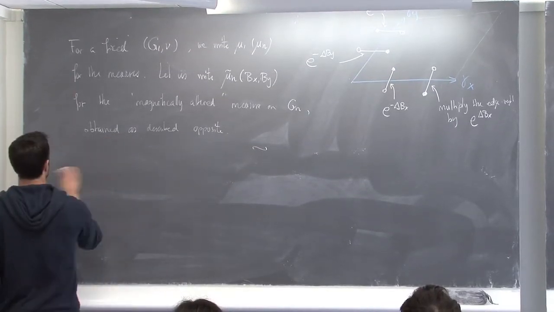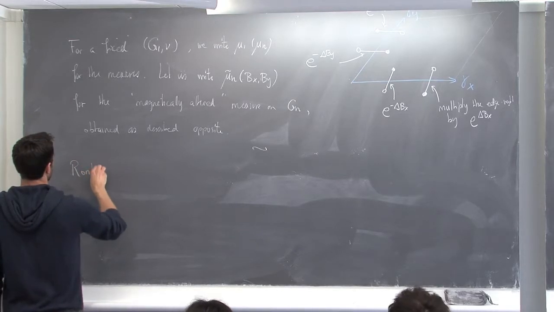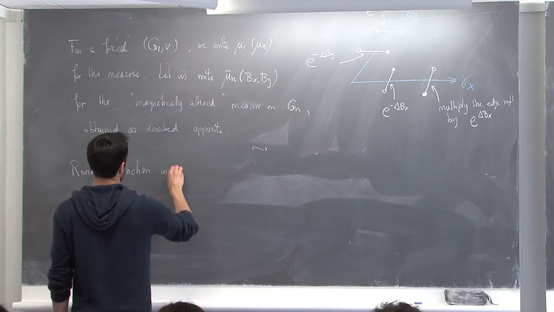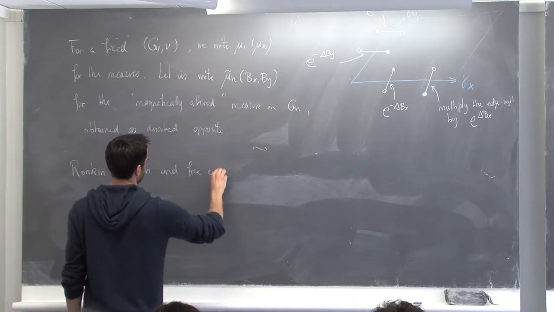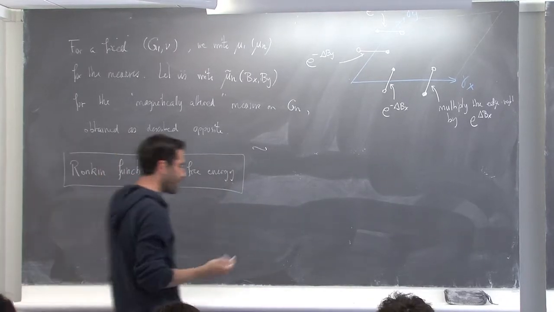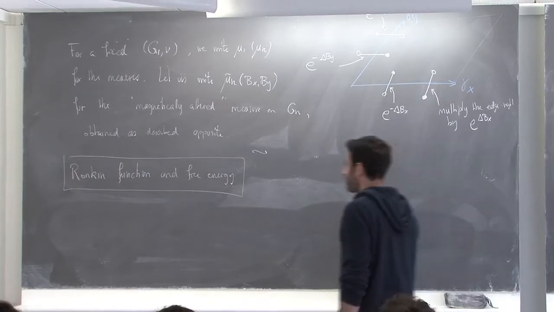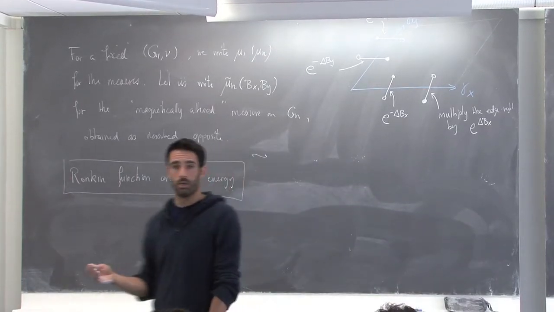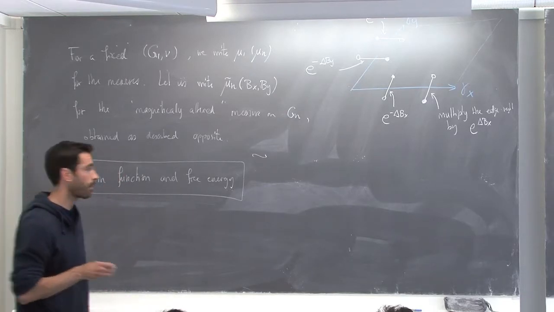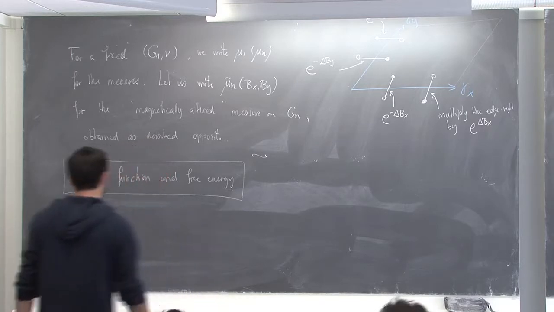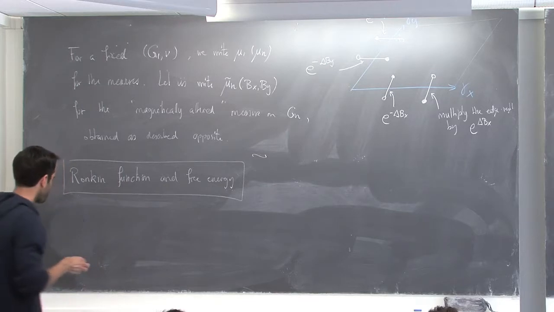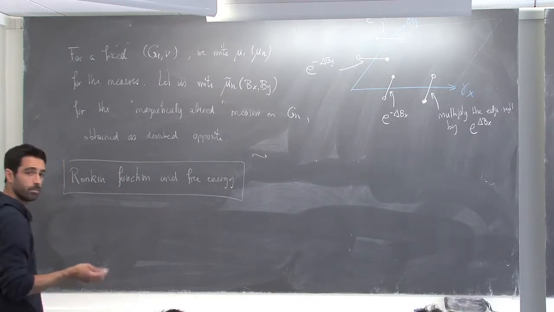So, first set of results, Ronkin function and free energy. So the first natural thing to look at is how does the free energy change when you vary these parameters, these magnetic field coordinates. Okay. So I need to introduce a new object. I could have done this in the last class. It's really an object in real algebraic geometry.